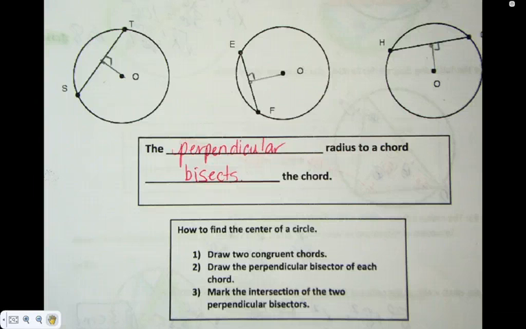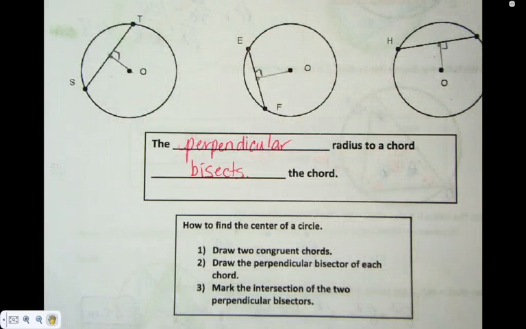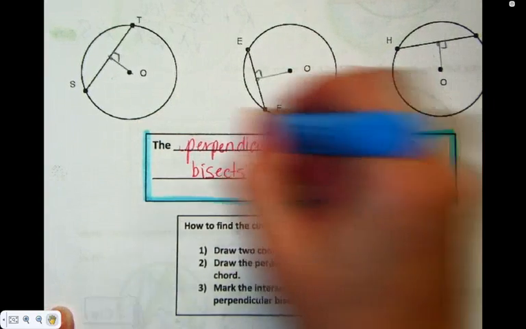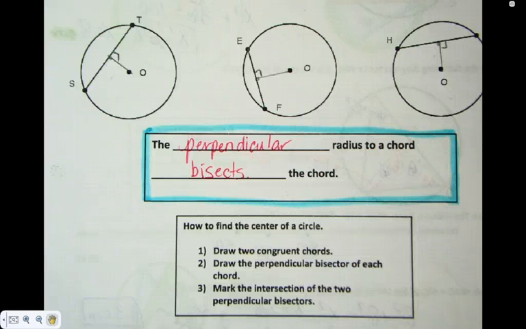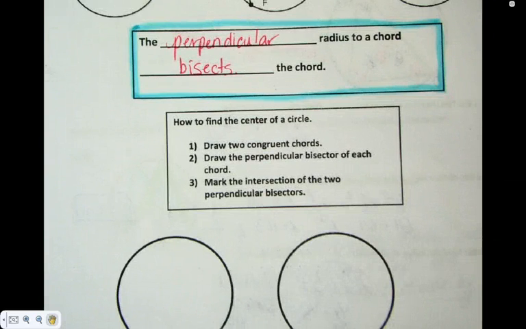What does bisect mean? We looked at that in our vocabulary. 2 equal halves, cuts it exactly in half. That's why all of these go right through the midpoint. That's the only circle property for chords that you need to know. And what we use this for more often than not is to find the center of a circle when it's not marked.